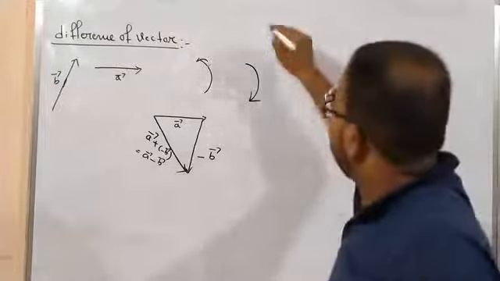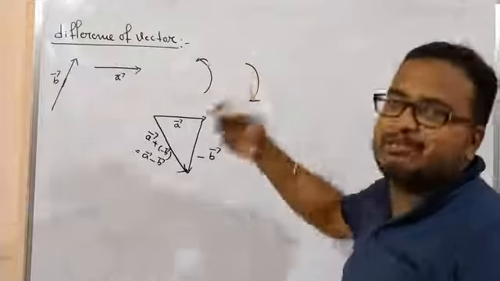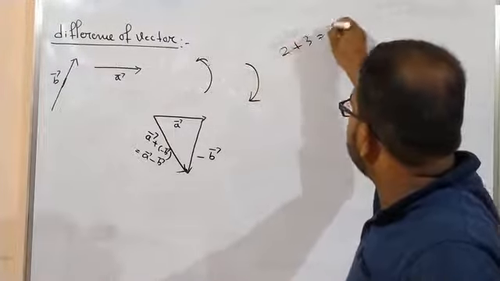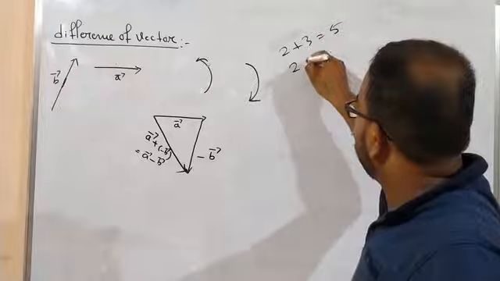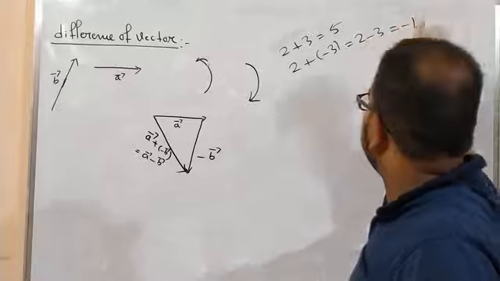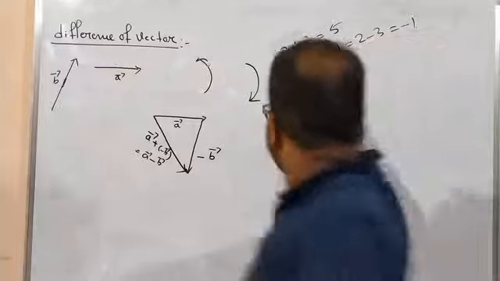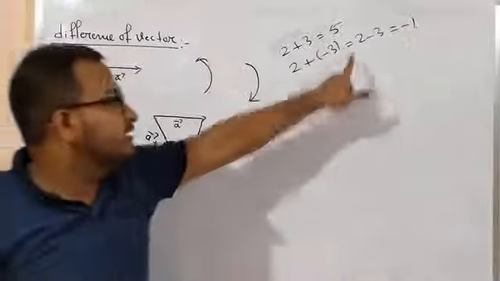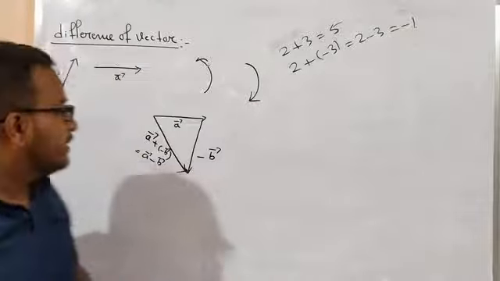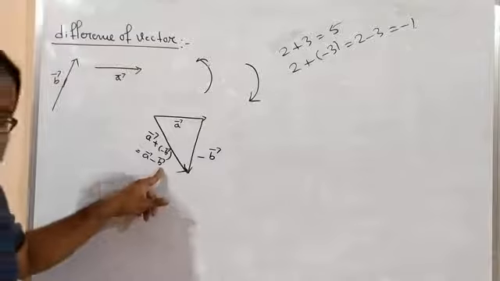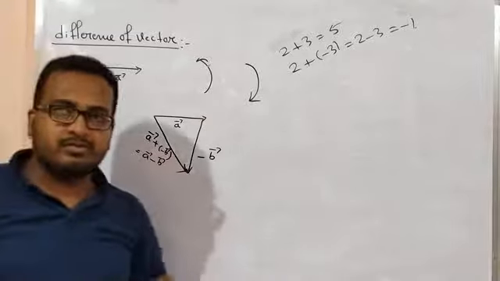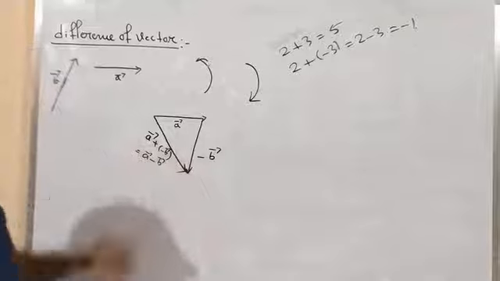Same as in the real number system also. That means 2 plus 3 equals 5, right? And if you take 2 plus minus 3, then it will be 2 minus 3, which is minus 1, isn't it? So it is the difference of 2 and 3. The difference of 2 and 3 is nothing but the addition of 2 and minus 3, right? So the difference of a vector and b vector is nothing but the addition of a vector and minus b vector. So it's the same thing. So this is what the difference of vectors is.